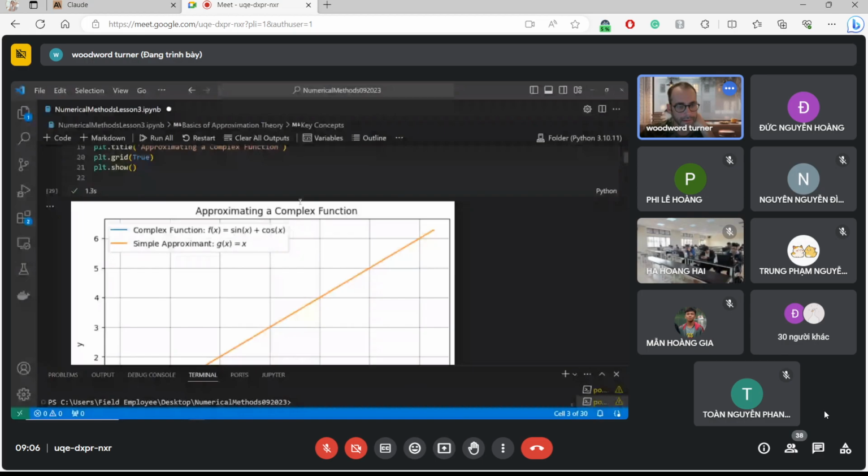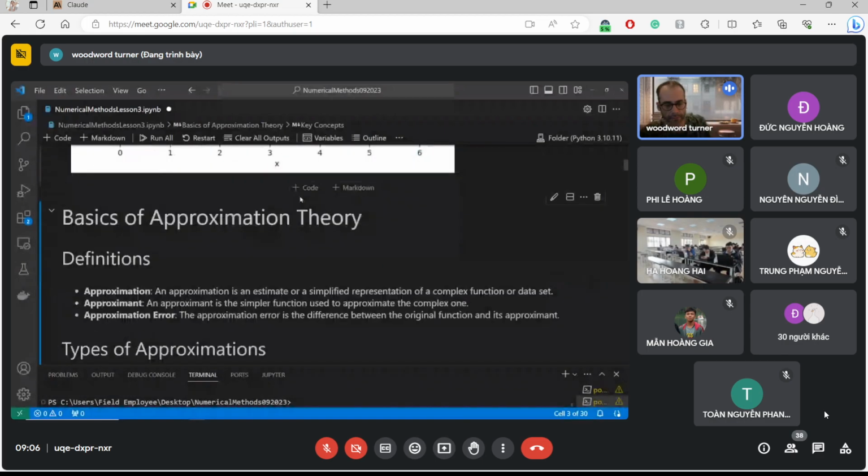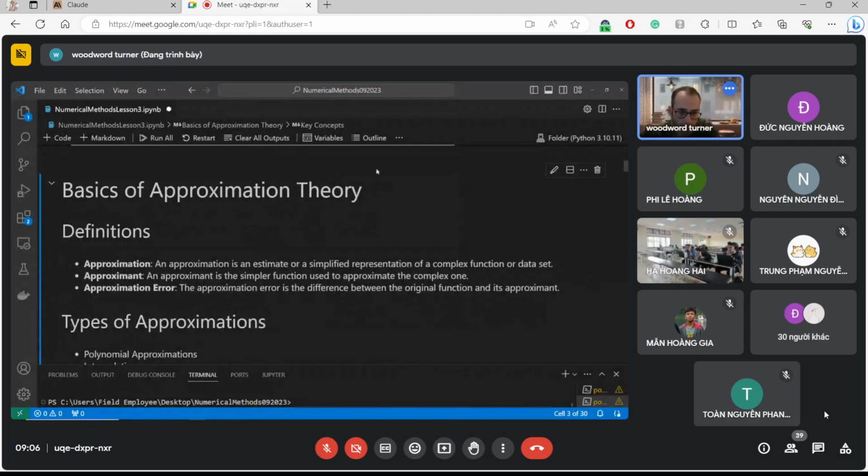All right. So here's some basics of approximation theory. We have an approximation. This is an estimate or a simplified representation of some complex function or data set. The approximant is a simpler function that's used to approximate the more complex one. And approximation error is the difference between the original function and its approximant. So if you ever studied sequences of functions, you might use the error to determine how big your epsilon needs to be.